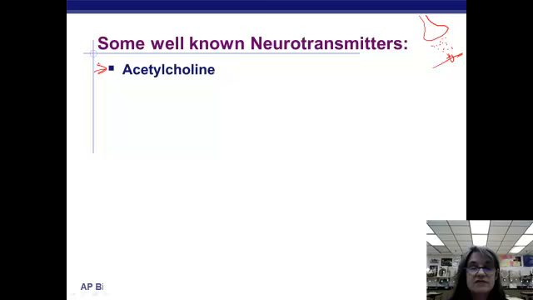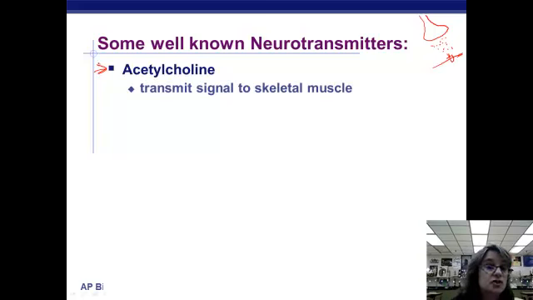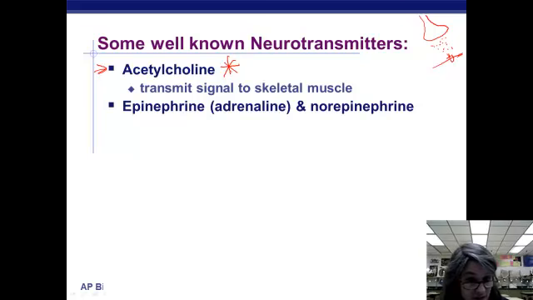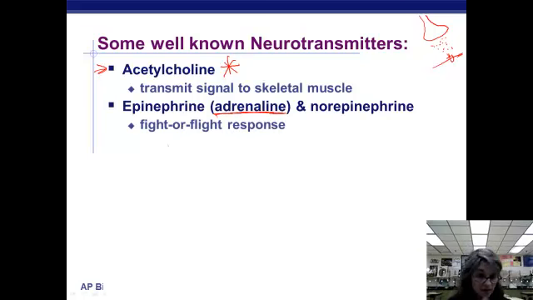Acetylcholine is a very famous neurotransmitter, and you should know it. It is the one that jumps from a neuron over to a muscle cell and tells the muscle cell to contract. Really, really important one. If you know no others, you should know that one. Okay? Epinephrine is another neurotransmitter. You might have heard it more familiarly as adrenaline. It causes the fight or flight response. So if your cells receive that, they're going to do something a little bit different.